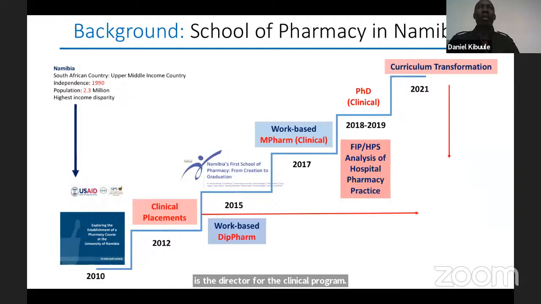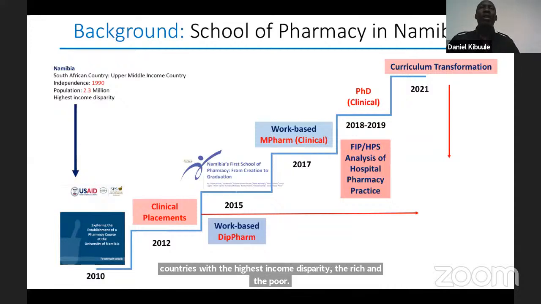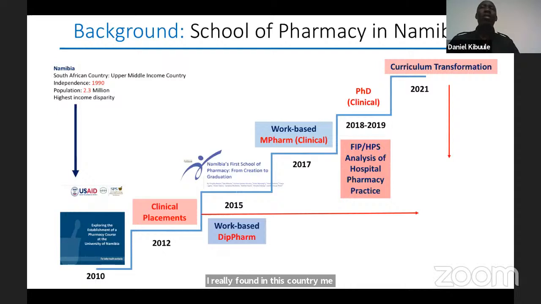So let me just give a background of where the School of Pharmacy in Namibia started. Namibia is a country in Southern Africa, which gained independence just recently in 1990. So we are about 30 years of independence. The population is around 2.3 million people, and it's one of the countries with the highest income disparity. The rich and the poor are really found in this country, mainly due to the apartheid regime that also distorted the health system in the country.